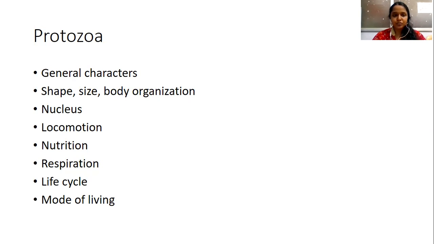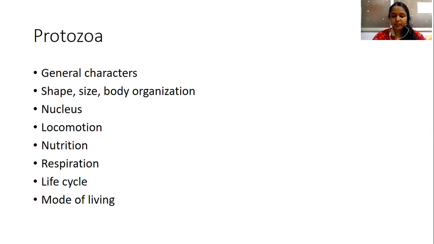protozoans are small, generally microscopic organisms. We can't see them with our naked eyes. We have to see these organisms with the help of a microscope only. These are the simplest organisms, exhibiting protoplasmic level body organization. Protoplasmic level body organization is nothing but a single cell being able to carry out all the processes of an organism. So that is the protoplasmic grade of organization seen in protozoans.